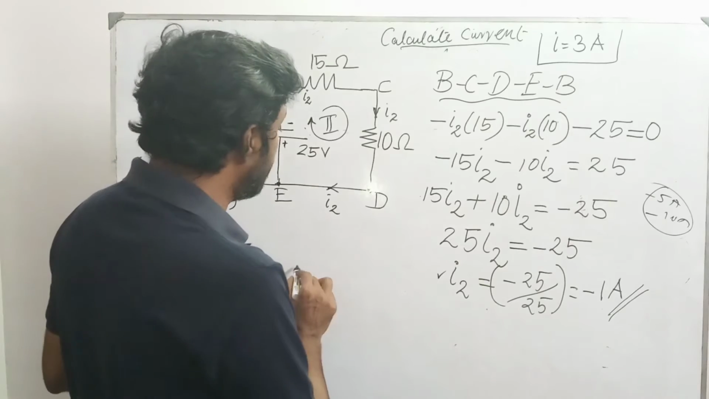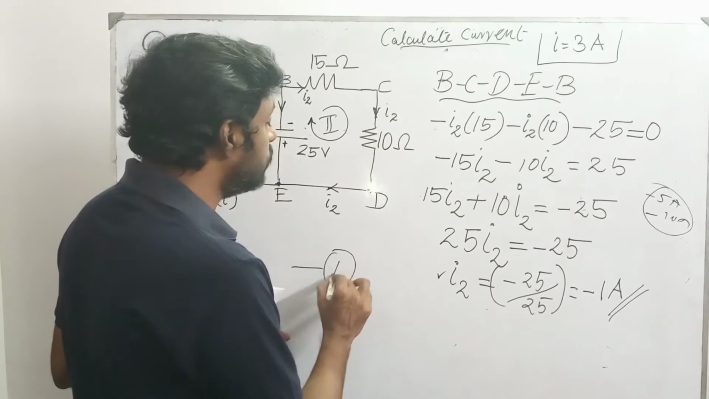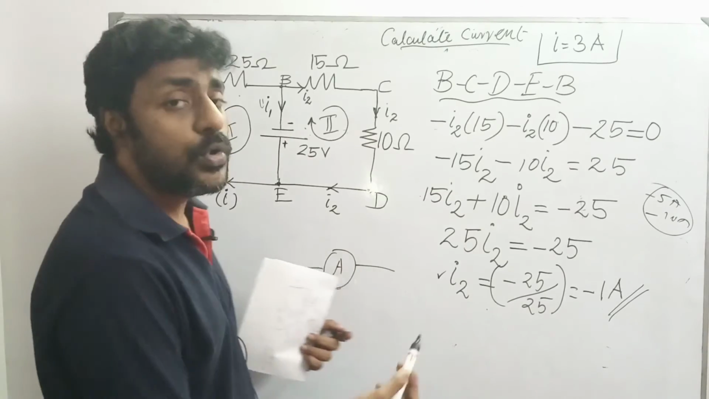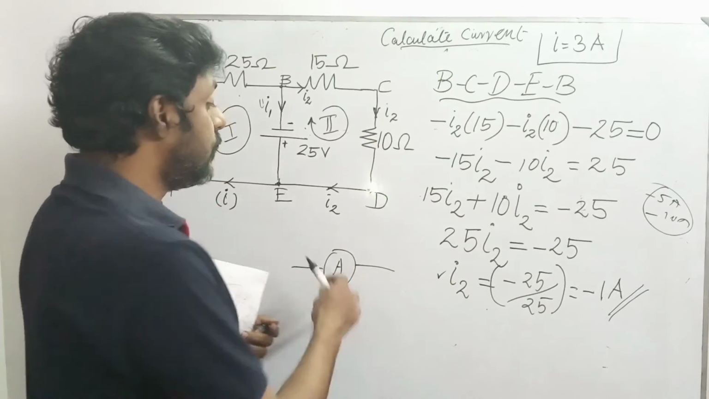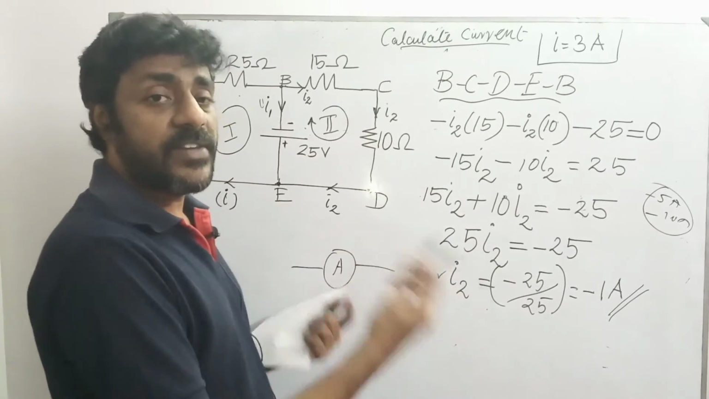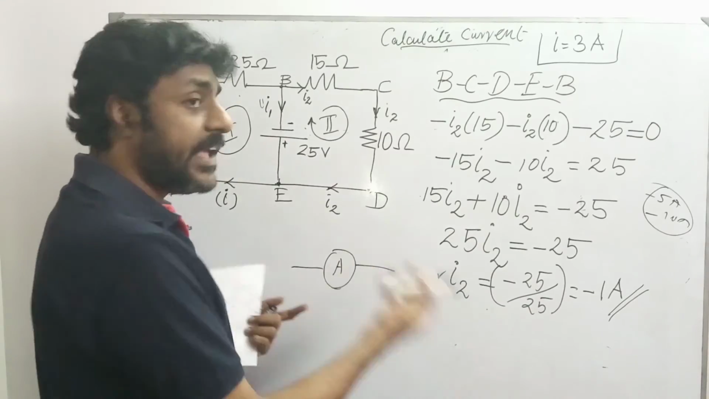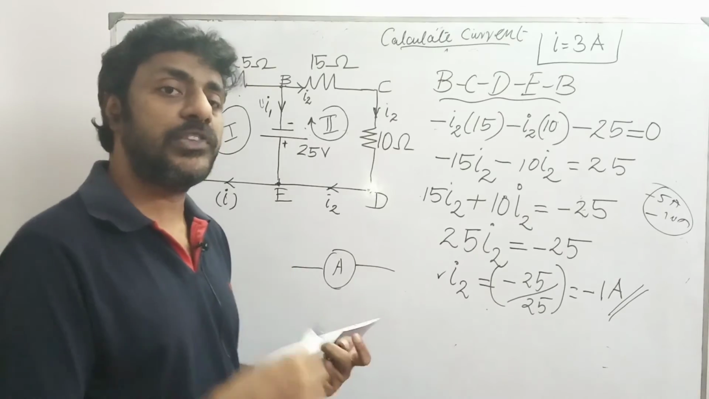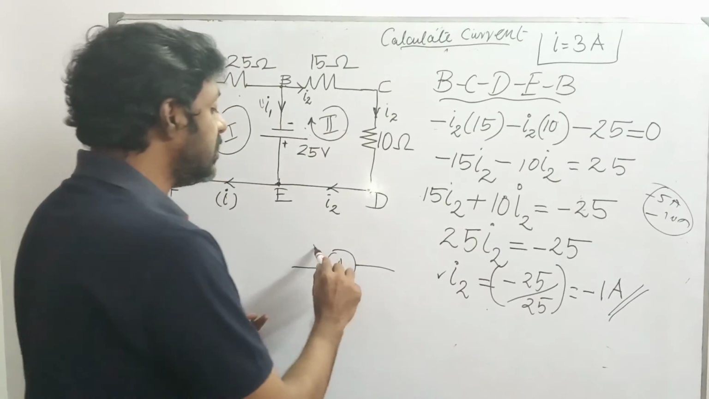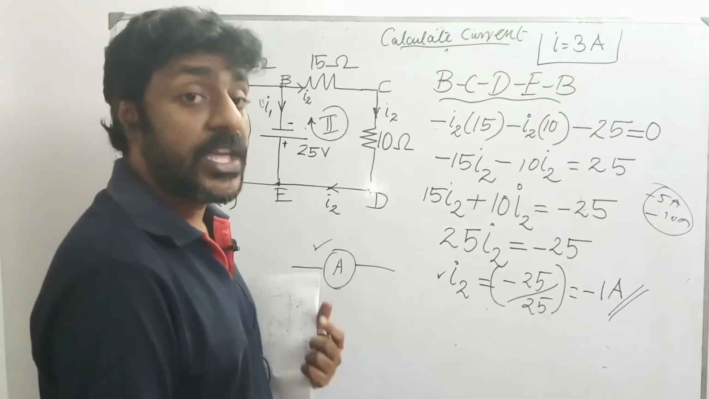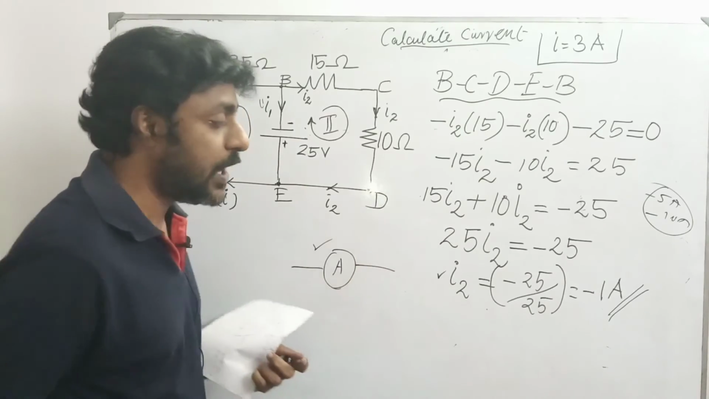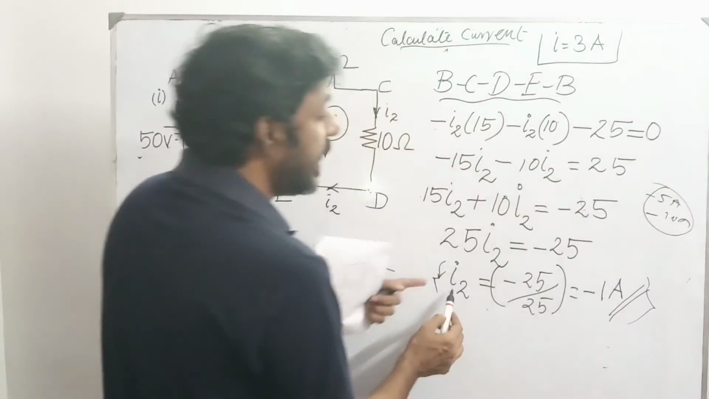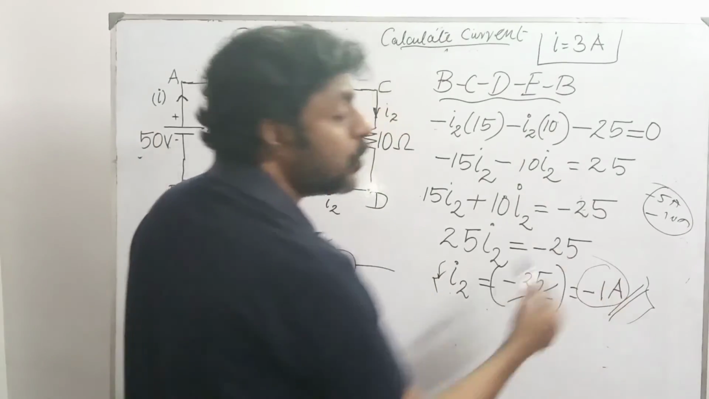For example, in a circuit, while doing Ohm's law, if you connect an ammeter in the circuit, the ammeter will give you current values like 5 ampere, 6 ampere, 7 ampere, 8 ampere. Does any ammeter give you a value like minus 2 ampere, minus 3 ampere or minus 4 ampere? No, the ammeter is not designed to give a negative value. The ammeters are designed to give a positive value only. But in your circuit, this I2 value is becoming minus 1 ampere.